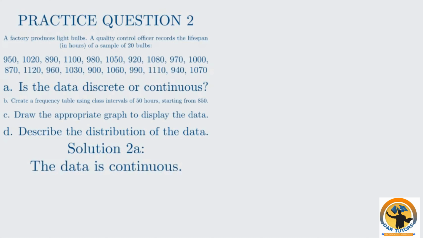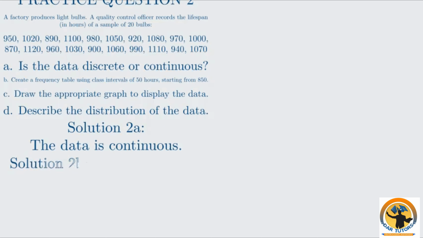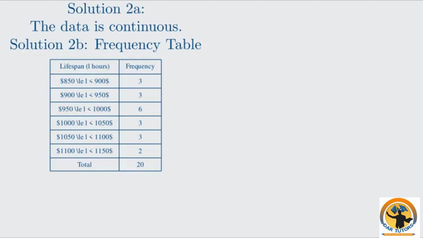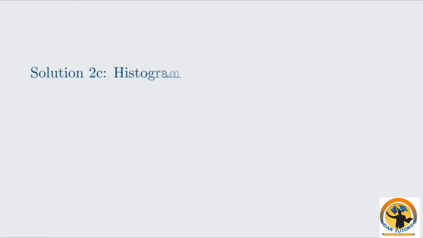For Part B, we need a frequency table with intervals of 50 hours. The lowest value is 870, so we can start our intervals at 850. We sort the data and count how many bulbs fall into each interval. For example, the first interval, 850 to 900, includes 870, 890, and 900, so its frequency is 3. Part C asks for the appropriate graph.